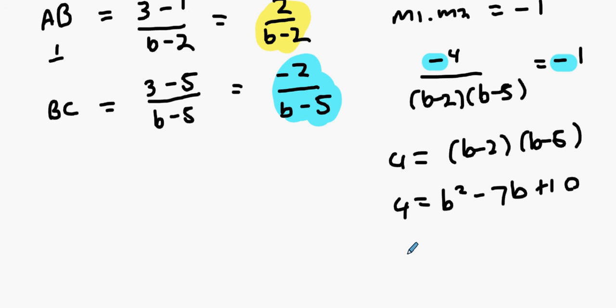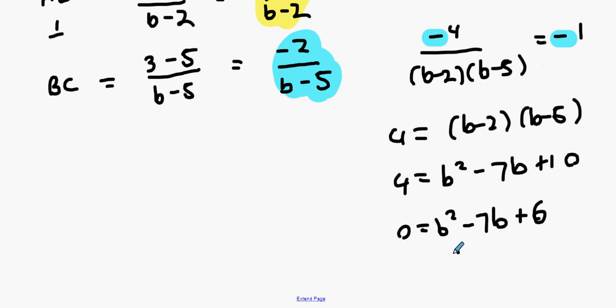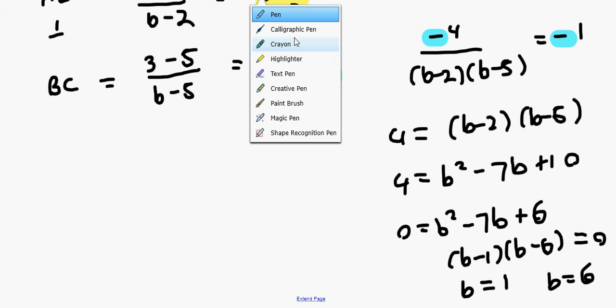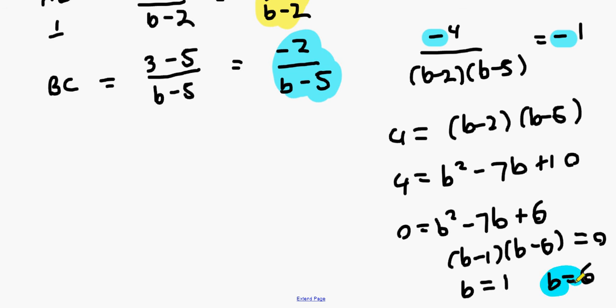So 0 equals b squared minus 7b plus 6. That's handy enough. And then we're going to get (b minus 1) and (b minus 6) equals 0. b equals 6 or b equals 1? Which one's disqualified? b equals 1 is not allowed, so the answer is b equals 6. Right.